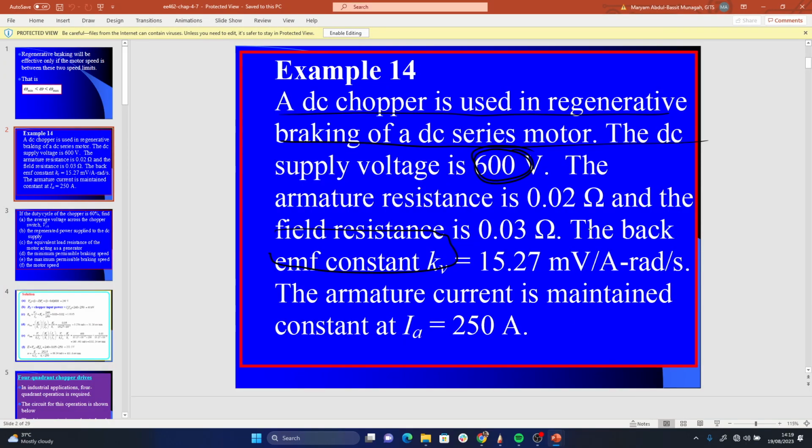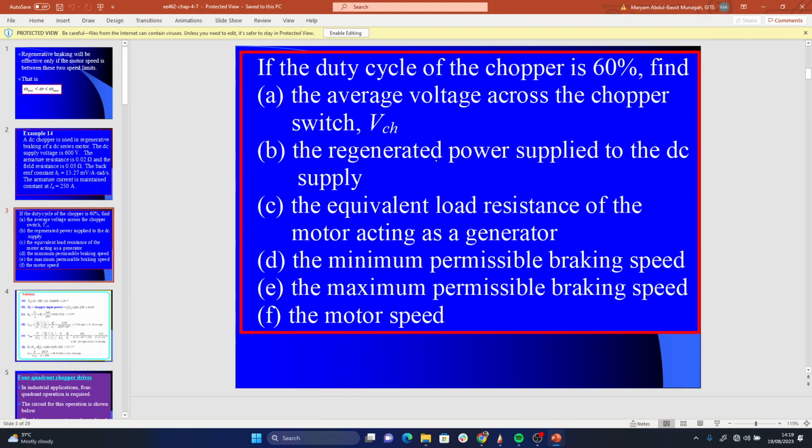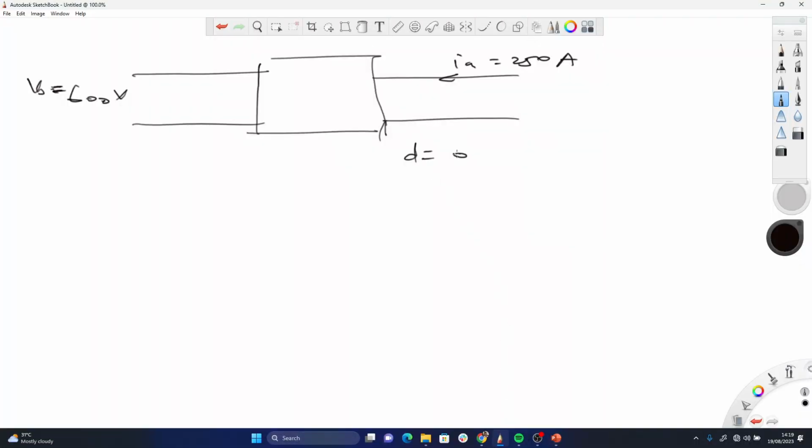Then it says that they're giving us RA here, they're giving us field resistance of this. The back EMF constant is this. Armature current is maintained at 250 amps. So the armature current will still be 250 amps, except moving in the opposite direction. If the duty cycle is 60%, find the average voltage across the chopper switch. VCH is equal to what? We saw that it was equal to 1 minus delta times VS. So 1 minus 0.6 times VS 600. That'll be it for that one.